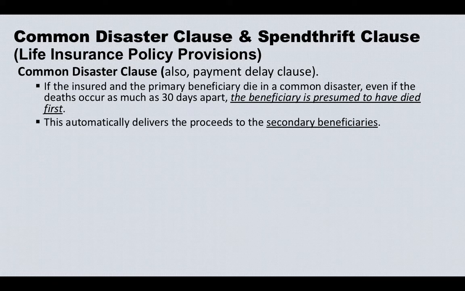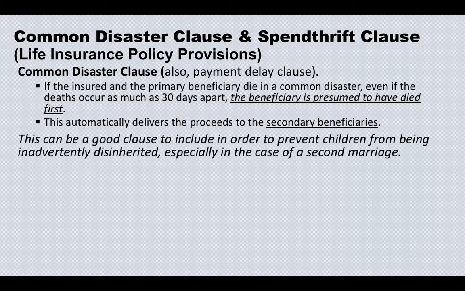So this automatically delivers the proceeds to the secondary beneficiary. This can be a good clause to include in order to prevent the children from being inadvertently disinherited, especially in the case of a second marriage. So you can see why this clause exists. I think it comes with the policy automatically. So it's called the common disaster clause. If you are the secondary beneficiary, this is beneficial to you.